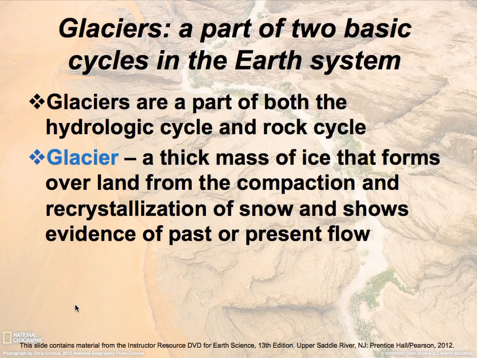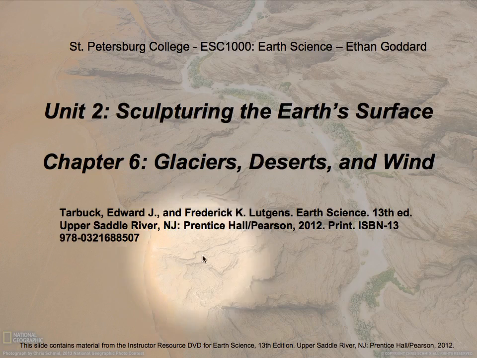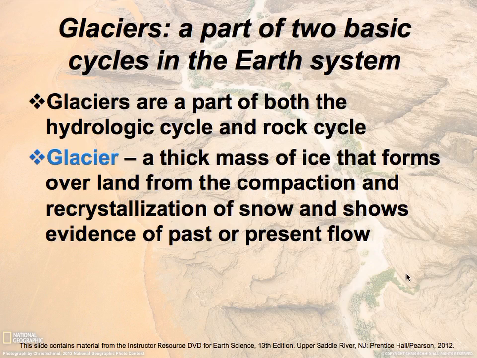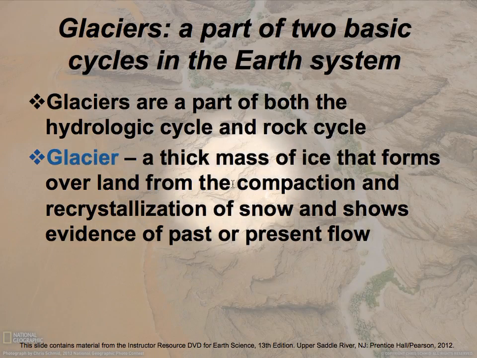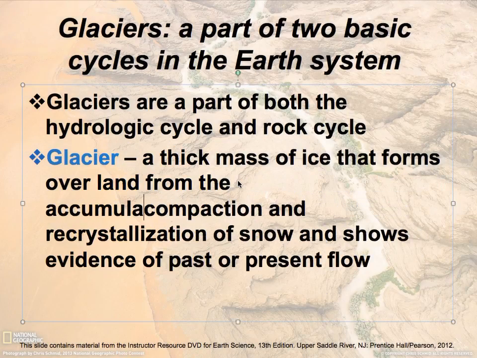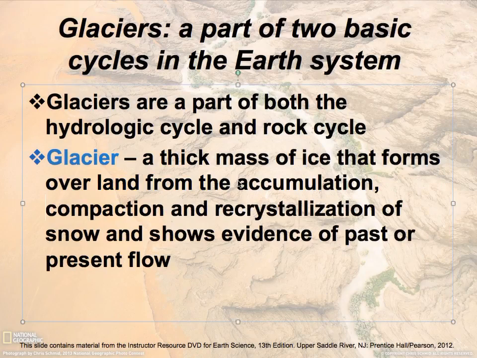So the important part of that definition is that the thick mass of ice forms over land from compaction and recrystallization. An important word in there is actually accumulation. So let's type that in. Accumulation. Compaction and recrystallization of snow. And it shows evidence of past or present flow.